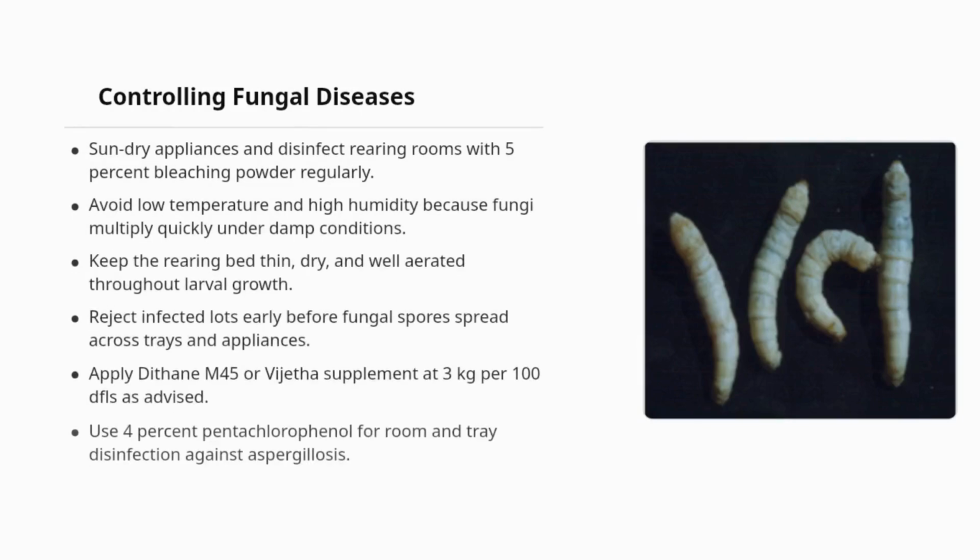Fungal disease prevention is mainly about moisture control. If the bed becomes wet and thick, fungal spores get ideal conditions to grow and spread. That is why farmers should maintain a thin, dry bed and ensure enough air movement inside the room. Along with this, bleaching powder disinfection, recommended fungicidal supplements, and early rejection of infected lots are very useful measures.